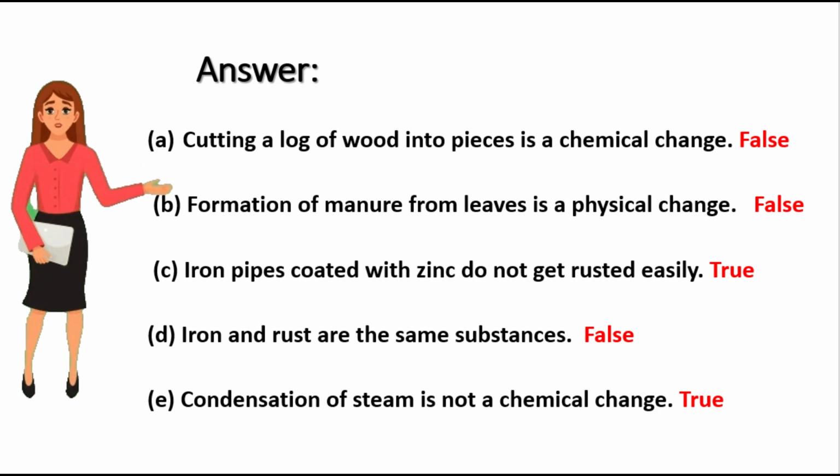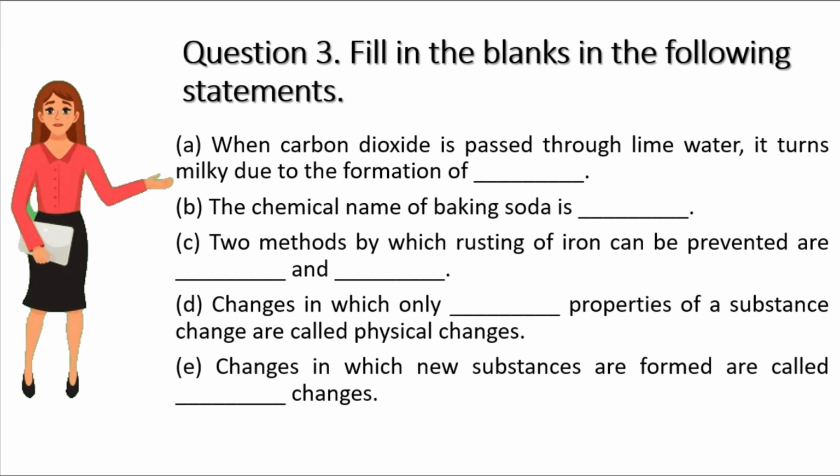False. C. Iron pipes coated with zinc do not get rusted easily. True. D. Iron and rust are the same substances. False. E. Condensation of steam is not a chemical change. True. Question 3. Fill in the blanks in the following statements.